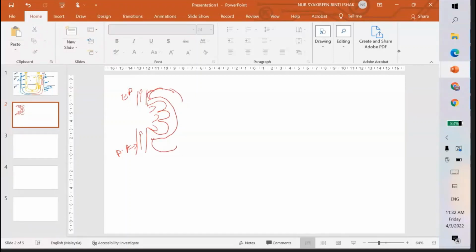Just ini bukan kelas art ya. Asalkan lukisan awak tu nice and neat lah. Ini saya tak berapa neat sangat. Okay. So this is the Bowman capsule. This is the glomerulus.